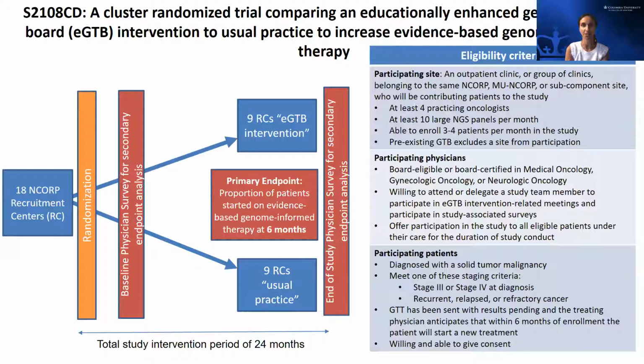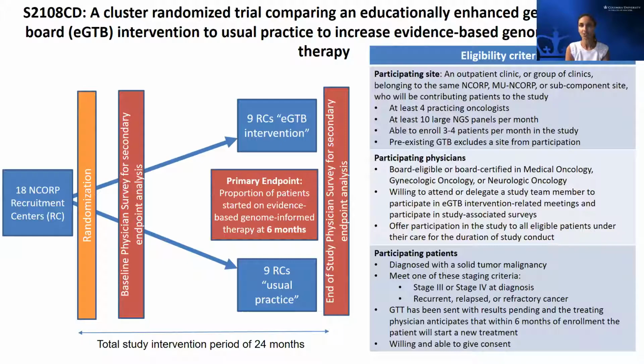This study is a cluster randomized trial comparing an educationally enhanced genomic tumor board, or EGTB, intervention to usual practice to increase evidence-based genome-informed therapy. We've presented this study quite a few times, most recently at the summer meeting. The major update is that very shortly after the summer meeting, we presented the concept at the CCDR steering committee, and we did get approval of the concept. So we're currently in the protocol writing phase.